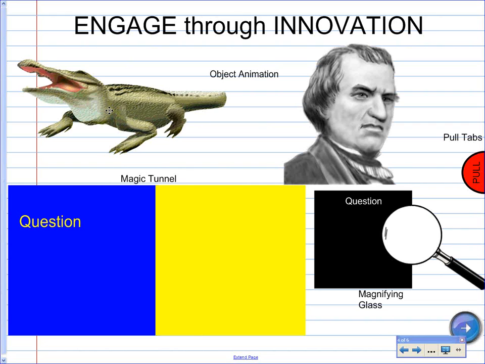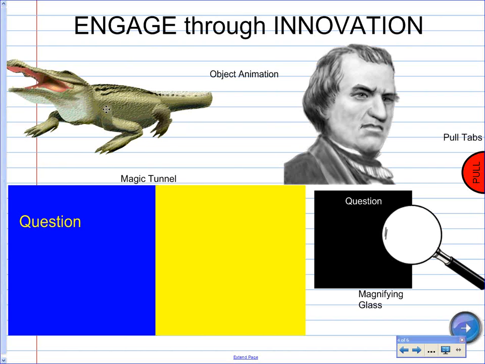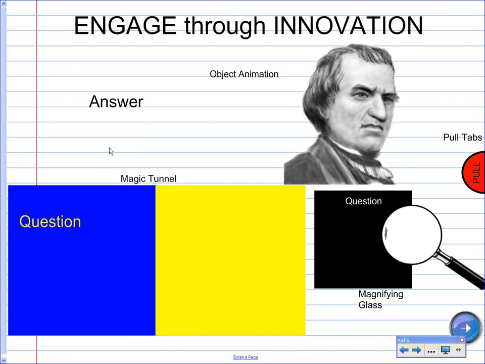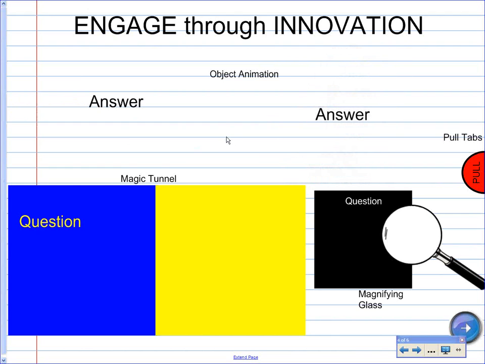So with this alligator, when I click on it, it should walk off the screen, and that reveals my answer. The other one that I use is fade out. So when I click on the object, it'll fade away and reveal the answer.